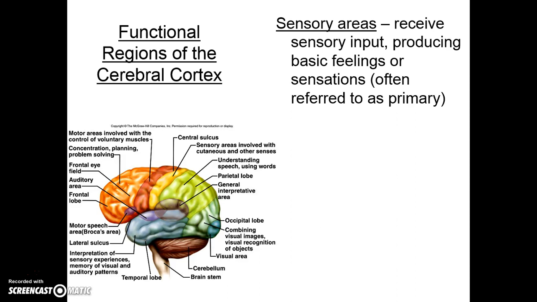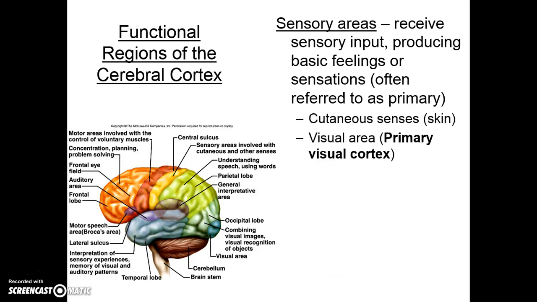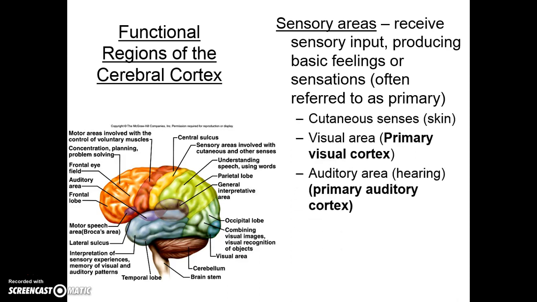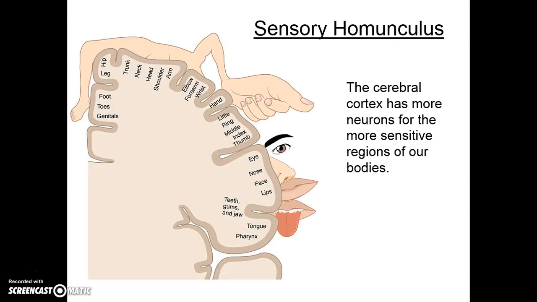Again, sensory areas are going to be interpreting all of our sensations. So our skin, visual information, hearing, taste, and smell, those are all things you're going to want to include on your map, on your brain map. I like to show the sensory homunculus. This is to show kind of how much of your cerebral cortex or how much of your cerebrum is dedicated to each region of your body.